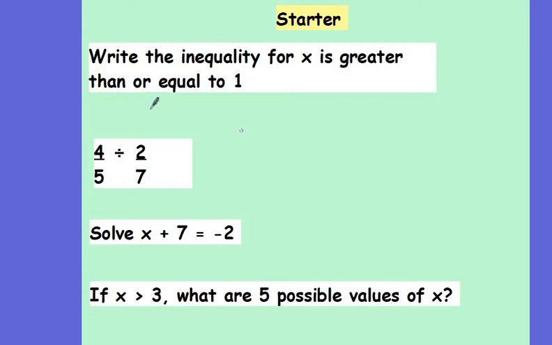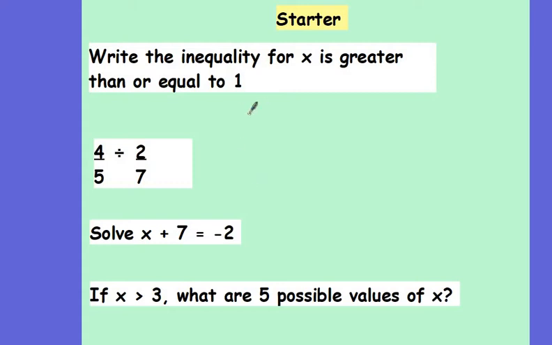Here's today's starter. The first question, can you write the inequality for x is greater than or equal to 1? So I want the inequality written for when x is greater than or equal to 1. Can you then do 4/5 divided by 2/7? Can you solve x plus 7 equals -2? And if x is greater than 3, what are 5 possible values of x? Pause the video and answer these questions in your light blue books now, please.